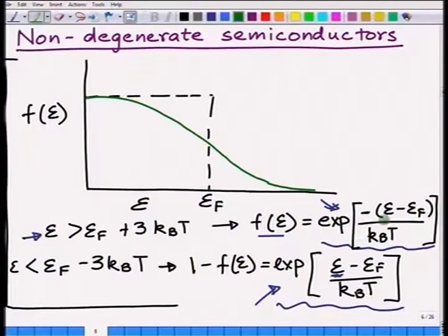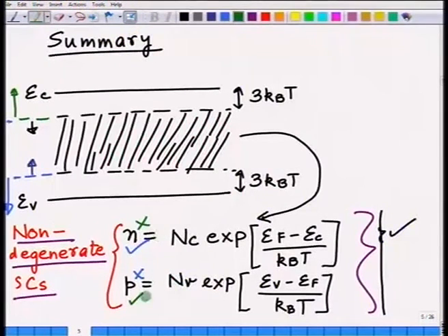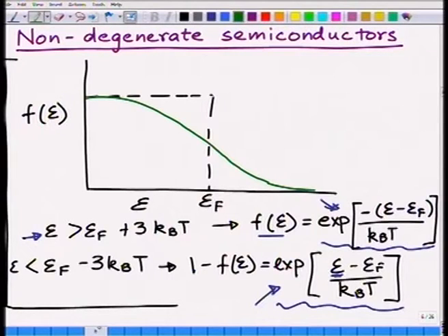The point being that for a non-degenerate semiconductor, if you substitute Fe by this, or 1 minus Fe by this, and carry out the integration, you will directly get these expressions, which we have derived later by approximating the Fermi-Dirac integral of order half to e to the power eta. You could directly substitute under these conditions: for Fe you can substitute this, for 1 minus Fe you can substitute this expression, and you will get back these equations exactly.